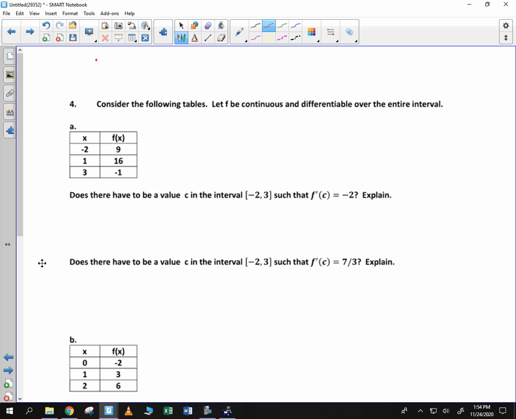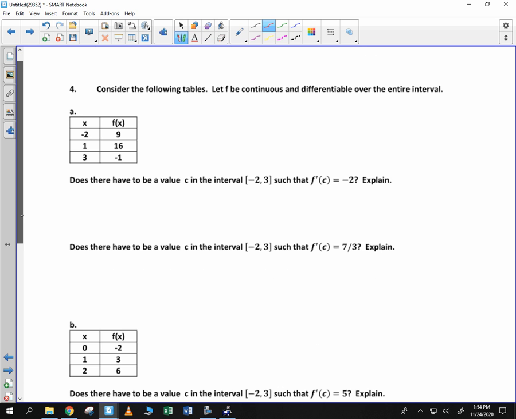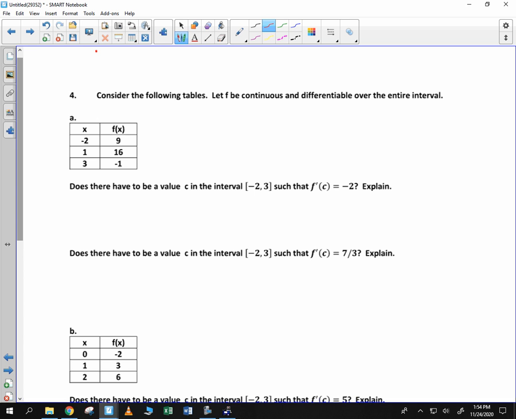But let's look at an easier example, okay? Kind of left the tougher ones. Let's look at the easier one. It says, consider the following tables. Let f be continuous and differentiable over the entire interval. So look at what's happening here. We start at -2 and we go to 1 and 3. And look what happens to the function. It goes from 9 to 16. So it goes up 7 there. And it looks like it goes down 17 then, okay? So the function goes up and then it goes down.